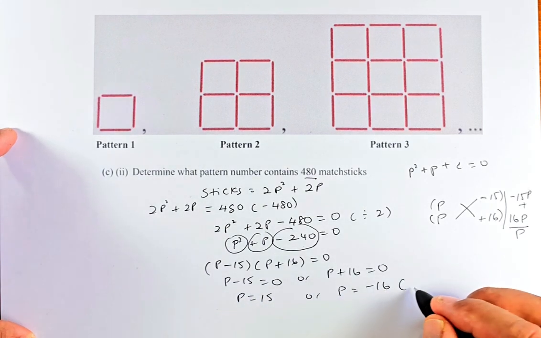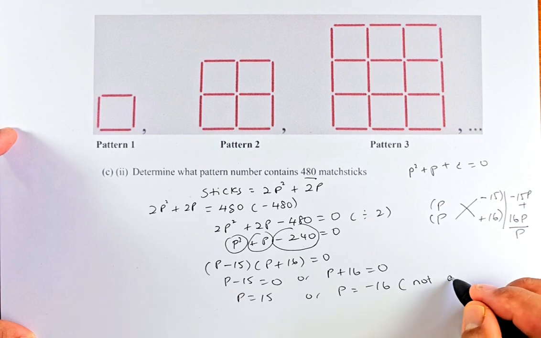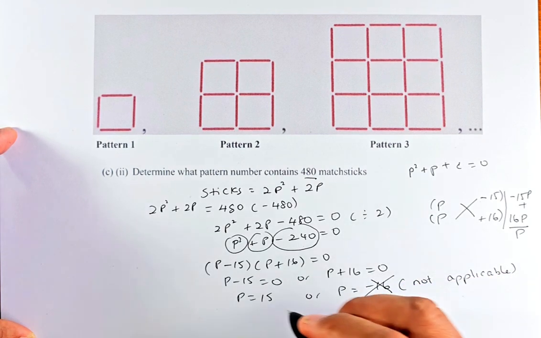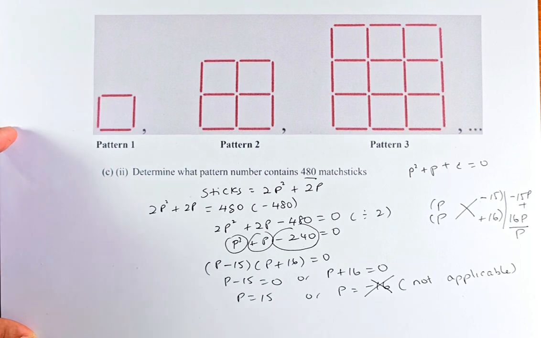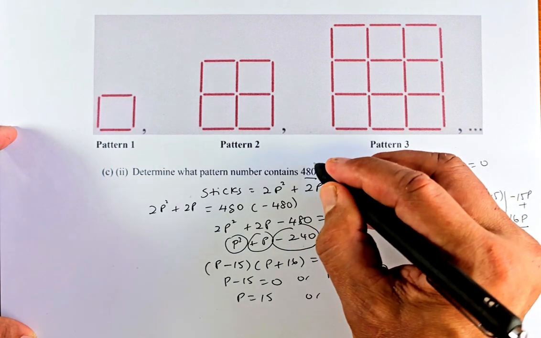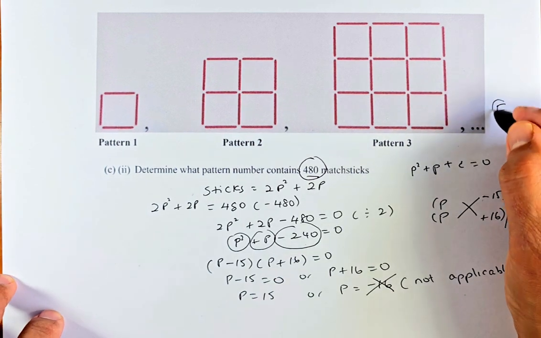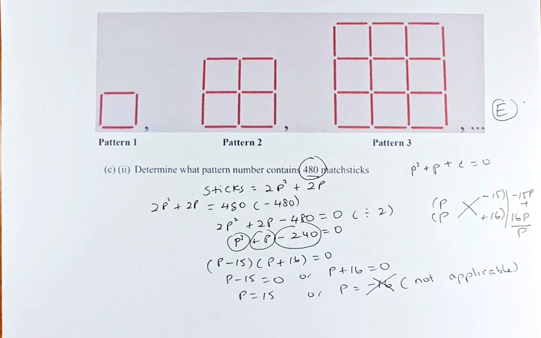Pattern number cannot be negative, so minus 16 is not applicable. We cannot use this number. So 16 is out, and the answer is going to be pattern 15. It will give us 480 matchsticks. So that is an excellent question. If you're not sure how to do patterns or how to get the equation from a table for a quadratic, please watch the video I've done before. Cheers everyone. I wish you good luck in your exam and all the best tomorrow. Cheers everyone, and see you.